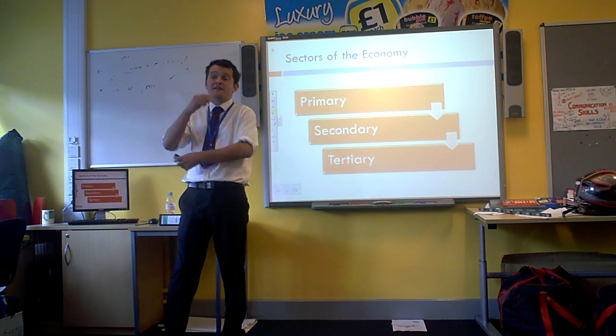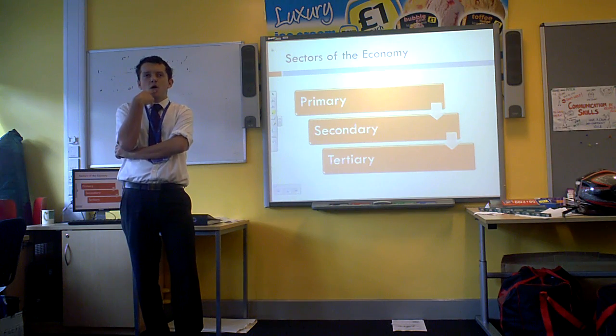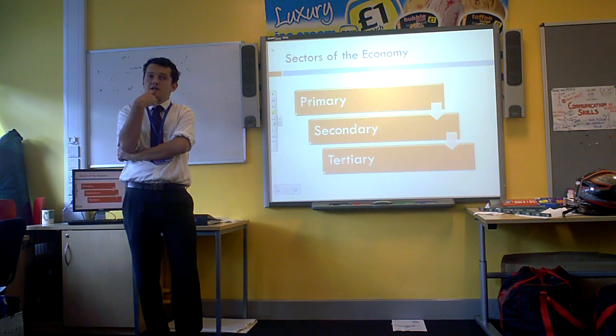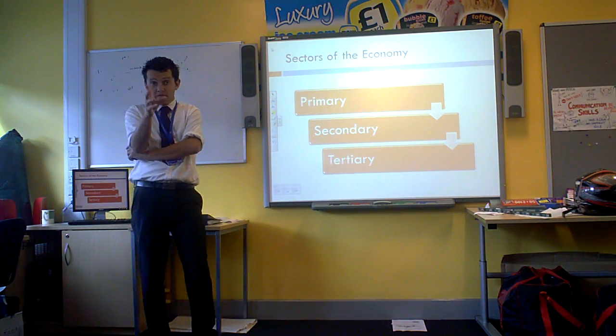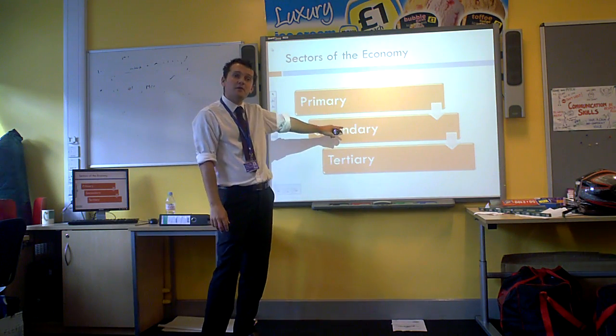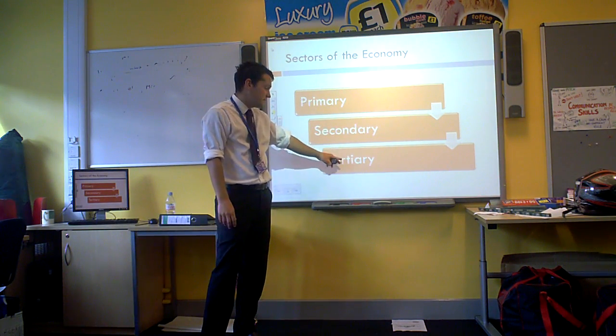You can argue actually they haven't really got... Doesn't it need to be refined though? Well they refine it themselves, don't they? That would be the refining bit. That would be the secondary part, wouldn't it? That would be the drilling, refining, petrol station.